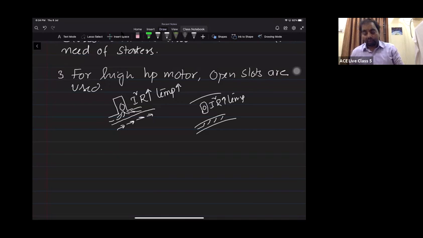All right. So tomorrow, if anyone asks you which slots are used for an induction motor, then you have to ask back, what is the range? Medium range, semi-closed. Low HP, closed. High HP, open. Why? You have to list out all these things, right? So this is something about your slots.